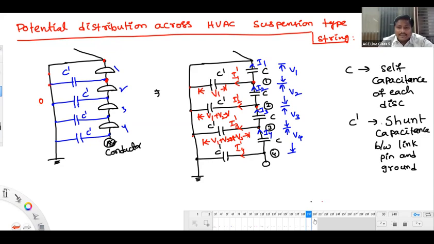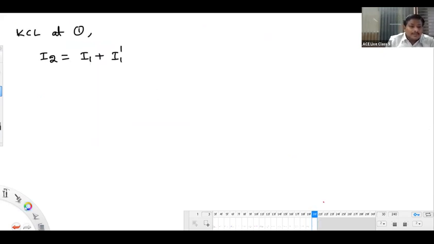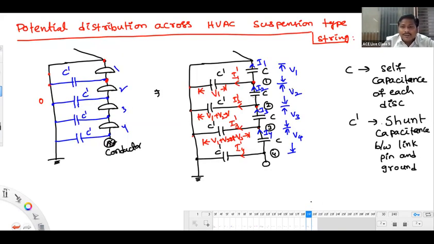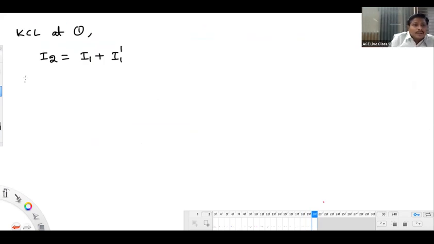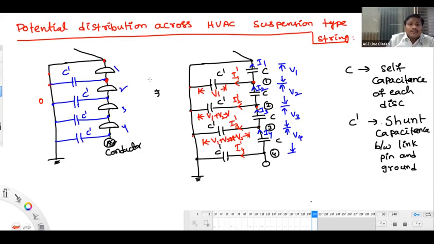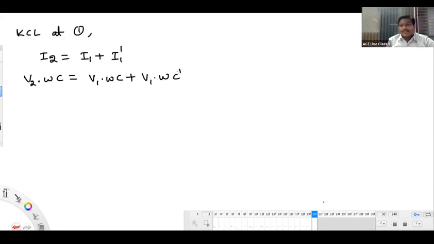Let's write now. I2 is nothing but V2 omega C. What is I1? I1 is nothing but V1 omega C. What is the I1 dash current? This one: V1 omega C dash.